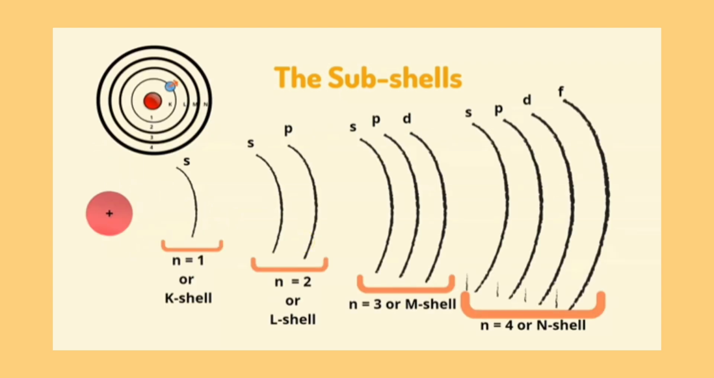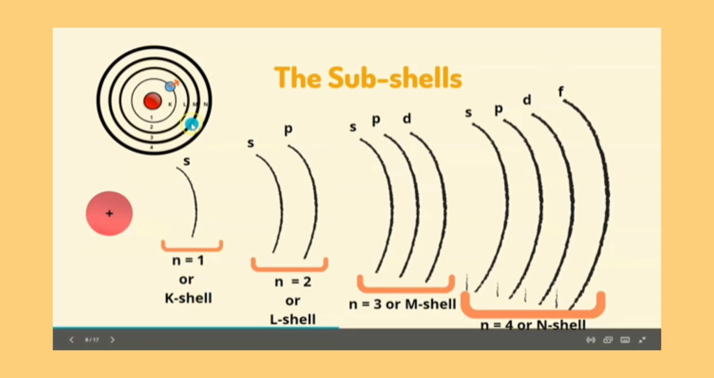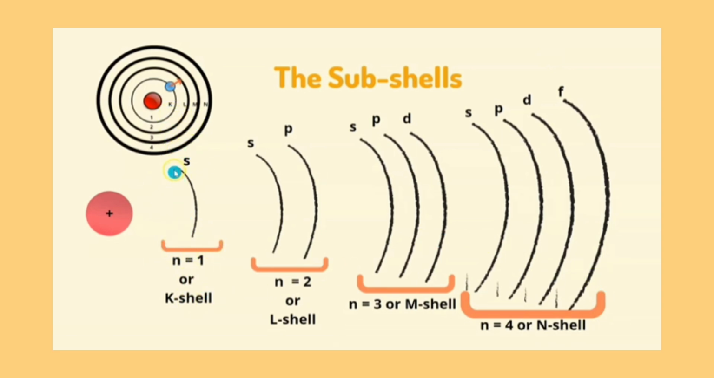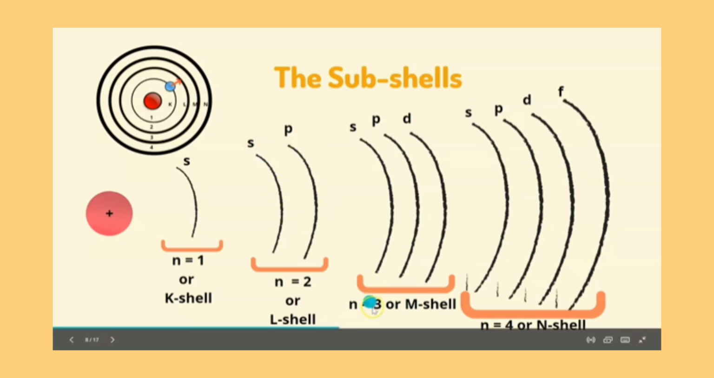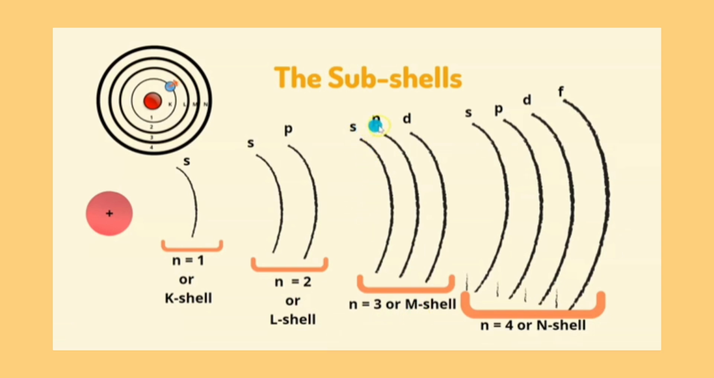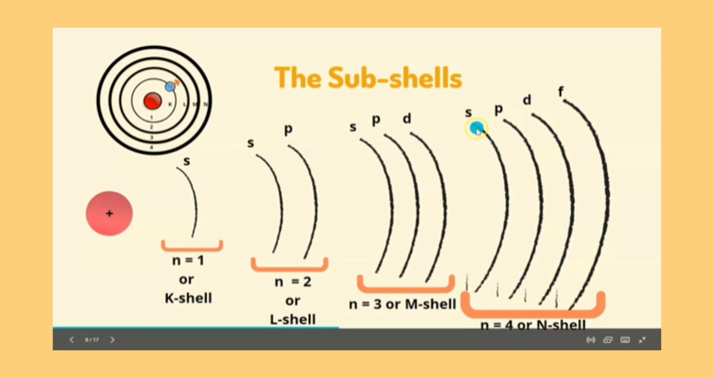Now we are representing these subshells in a diagrammatic form. As you can see, this is an atom, and here the sectors of the atom have been magnified. To understand clearly, in shell number 1, that is the K shell, we have only one subshell, that is the S subshell. In the same way, in the L shell we have 2 subshells, S and P. When you come to the M shell, you have the subshells S, P and D. And when you come to the N shell, you have S, P, D, F.